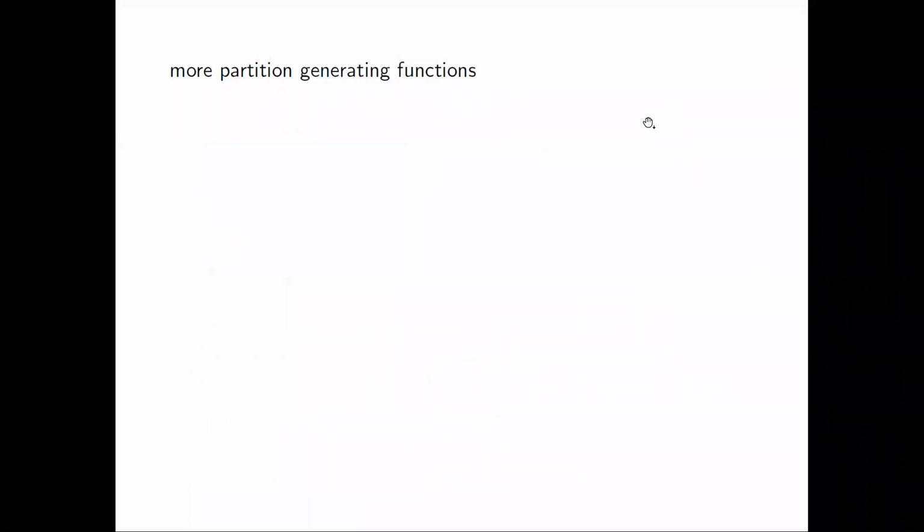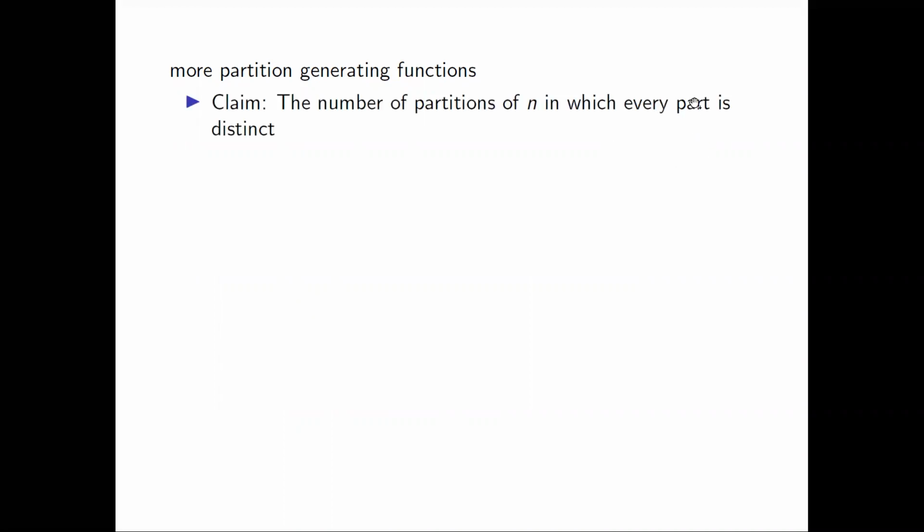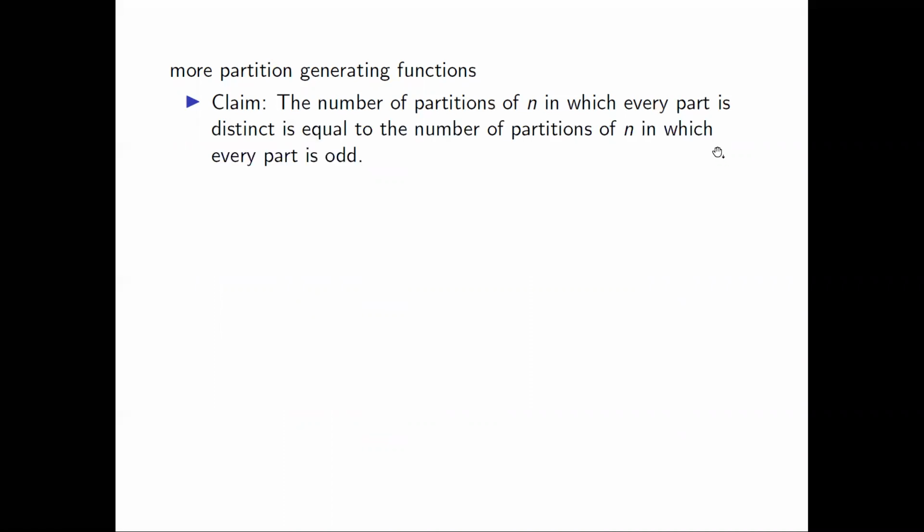Okay. So we can consider a slightly more complicated problem involving generating functions and partitions. So here's the claim. I claim that the number of partitions of n in which every part is distinct, so in other words, every term in the sum is a different number, there's no number that occurs more than once in the sum, is equal to the number of partitions of n in which every part is odd. In other words, every term in the sum is odd.